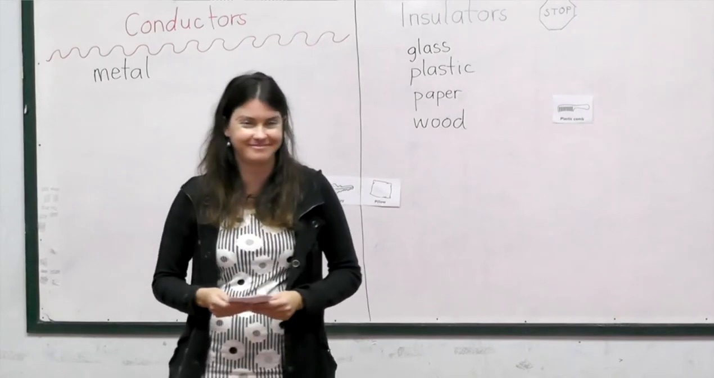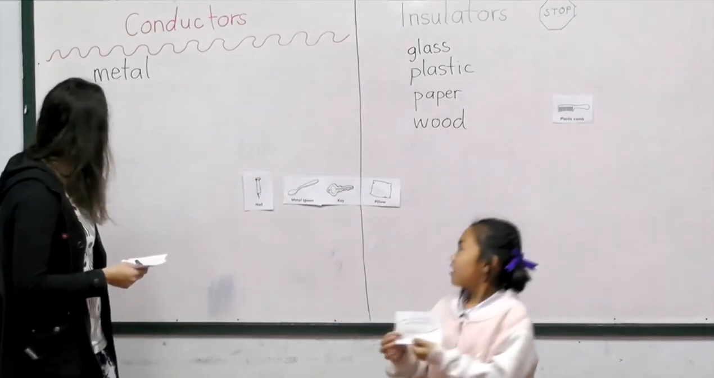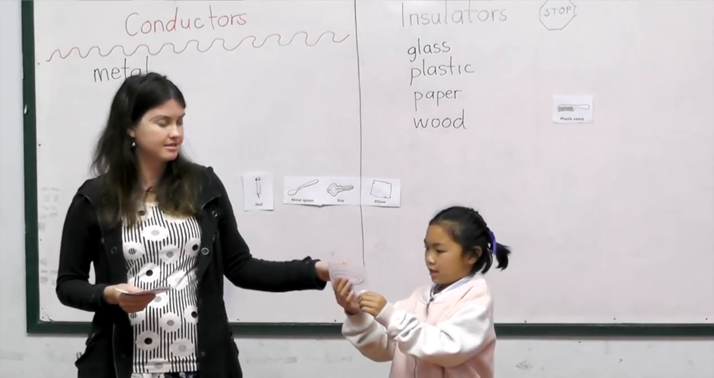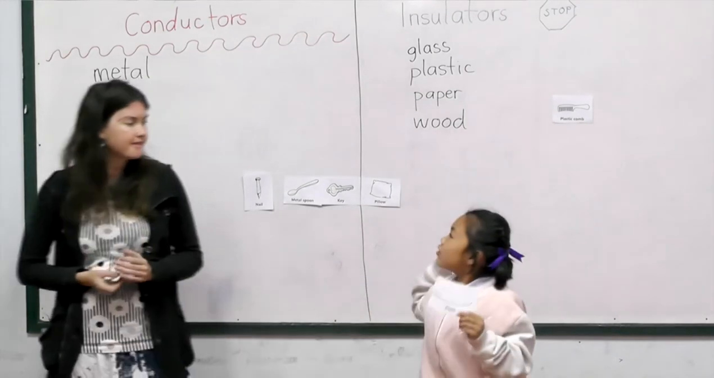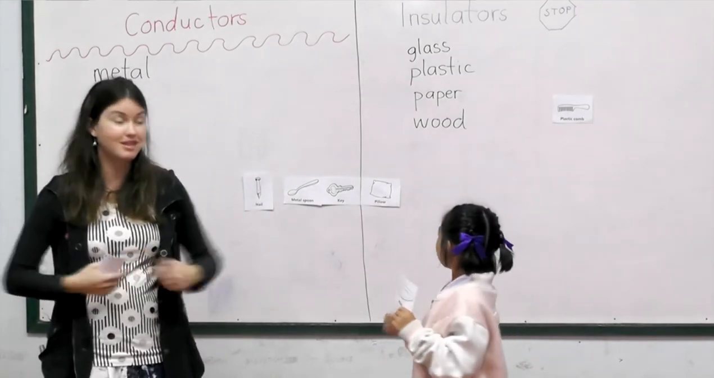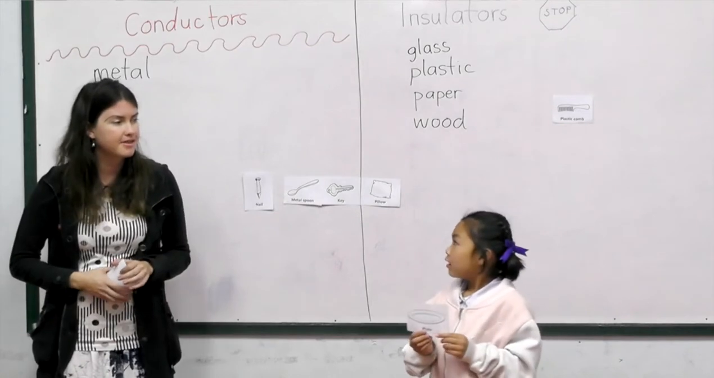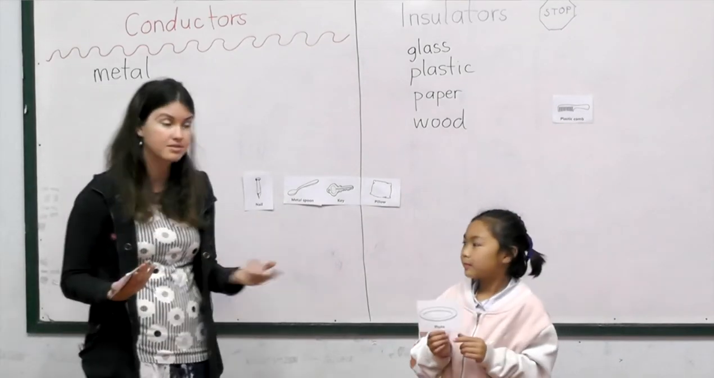Come on up. A plate. What are plates usually made of? Metal. Ooh, we have some metal plates. Like at school, our plates are made of metal. Can plates be made of other things? Yes, like ceramic.